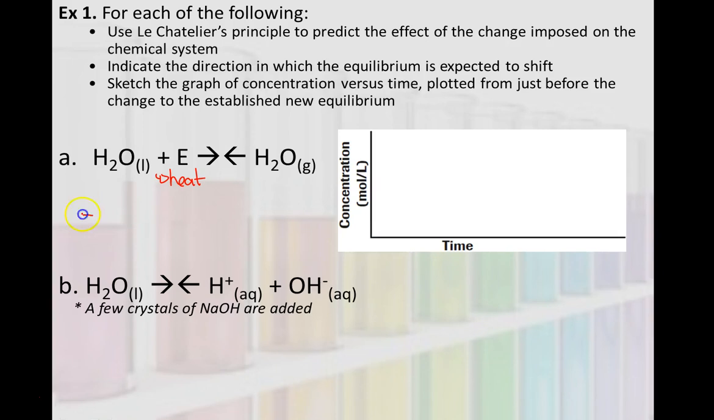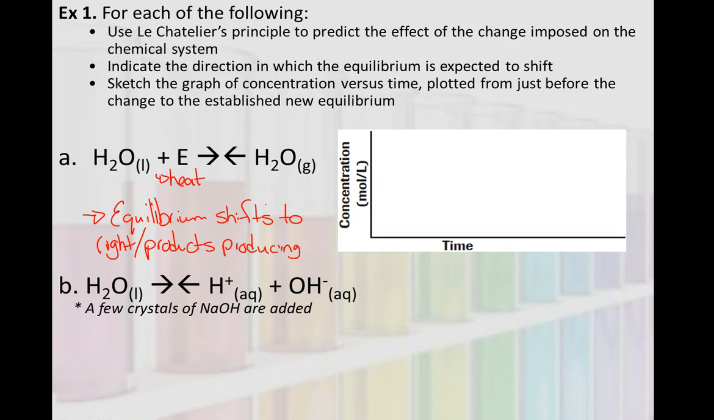And so the equilibrium shifts to the right, or to the products, producing more H2O gas.